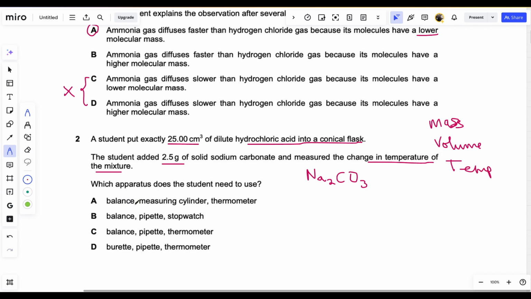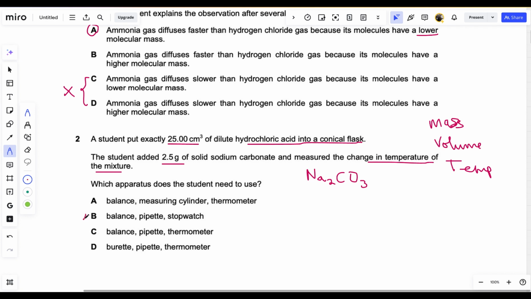Yes, you use a balance for measuring mass. B, measuring cylinder for volume, thermometer for temperature. Could it be the most absolute for measuring the volume? In chemistry, is it the measuring cylinder that is the most absolute for measuring this? No. B is balance for mass, pipette for volume, and stopwatch for time. There's no time, it's temperature. So B is absolutely wrong.